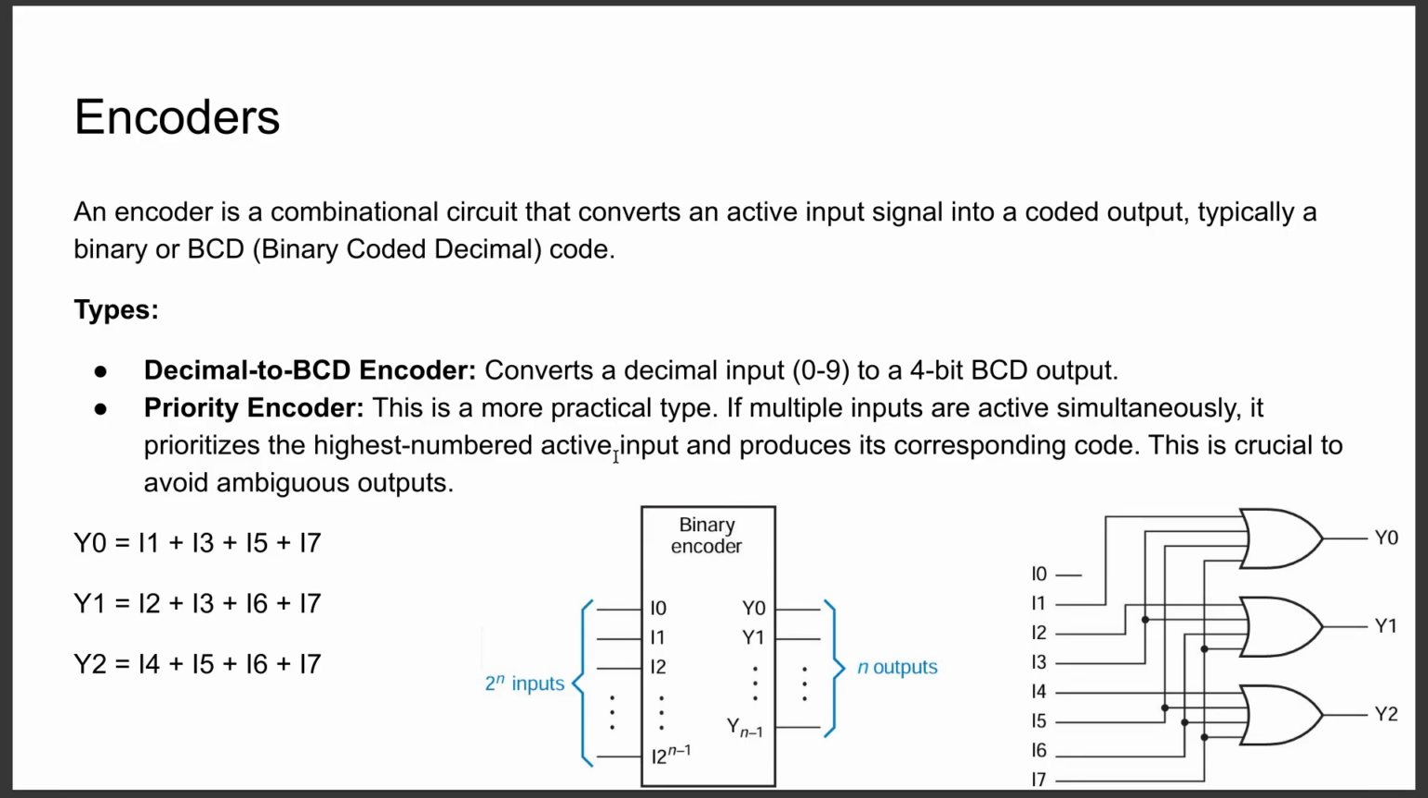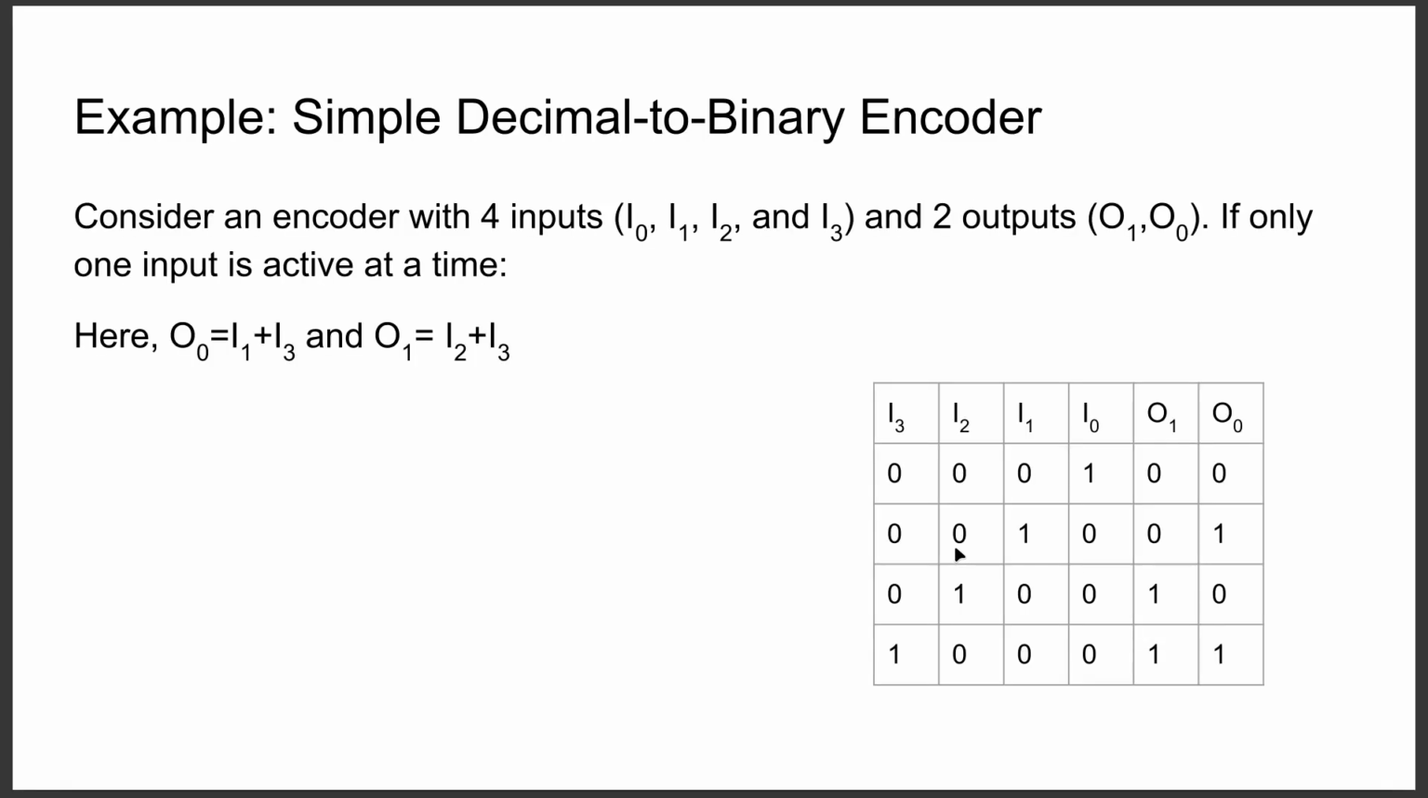So this is a typical binary encoder. These are the Boolean expressions, and this is the logic diagram for an encoder. So here is an example of a simple decimal to binary encoder. Consider an encoder with 4 inputs, I0, I1, I2, and I3, and 2 outputs, output 1 and 0, if only one input is active at a time. And here is the truth table.